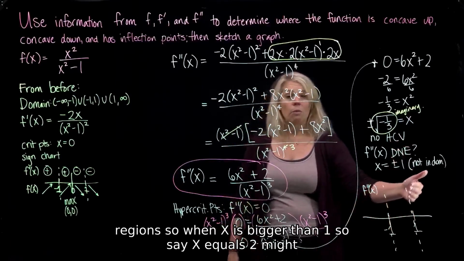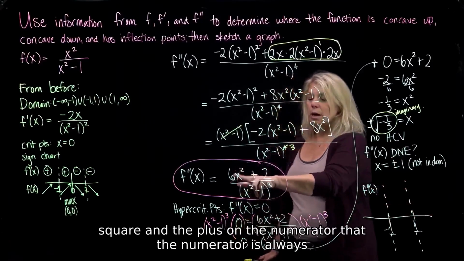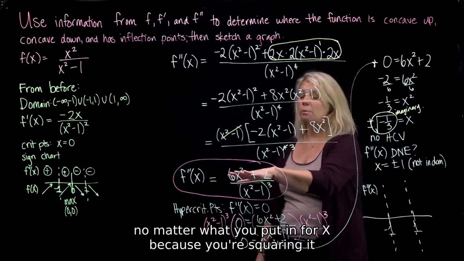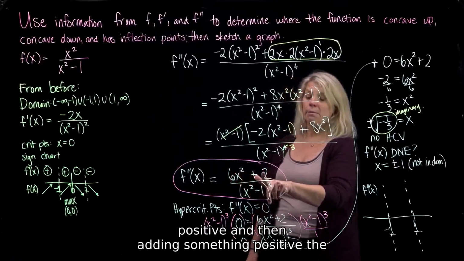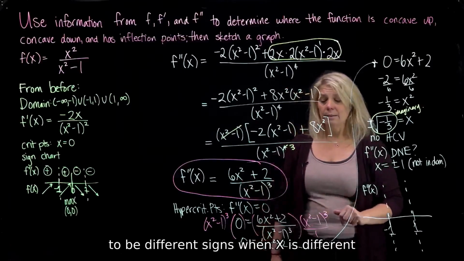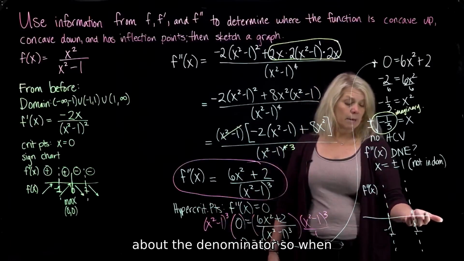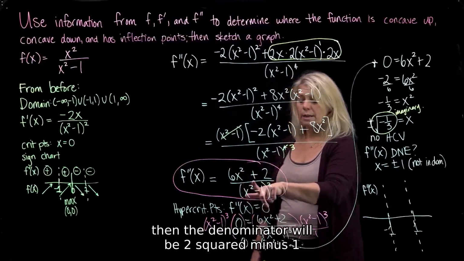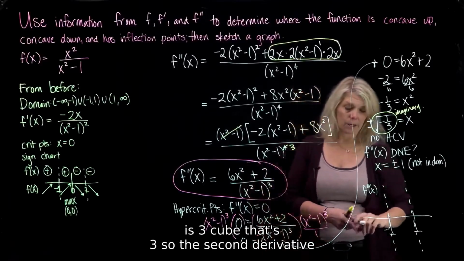So when x is bigger than 1, so say x equals 2. You might notice here, because of the square and the plus on the numerator, that the numerator is always going to be positive, no matter what you put in for x, because you're squaring it and then multiplying by something positive and then adding something positive. The numerator is always going to be positive. So it's really only the denominator that's going to be different signs when x is different values. So I can check both, but I'm just going to worry about the denominator. So when I put in an x bigger than 1, like x equals 2, I'll have positive on the numerator, and then the denominator will be 2 squared minus 1 is 3, cubed, that's 3, so the second derivative will be positive.